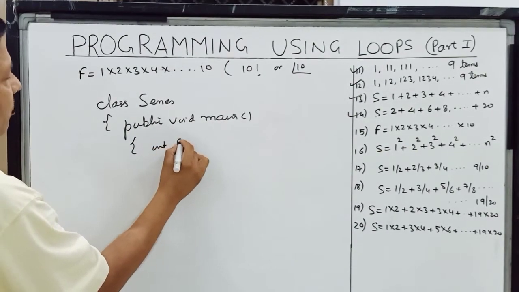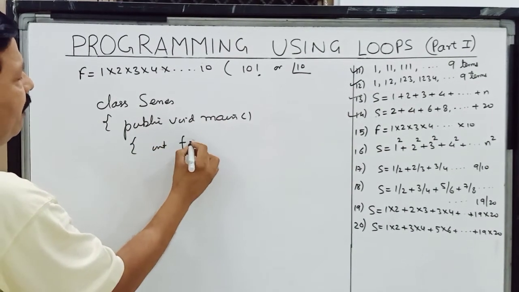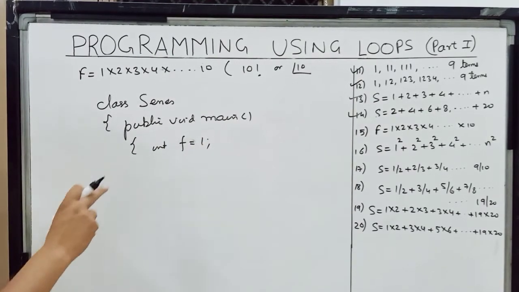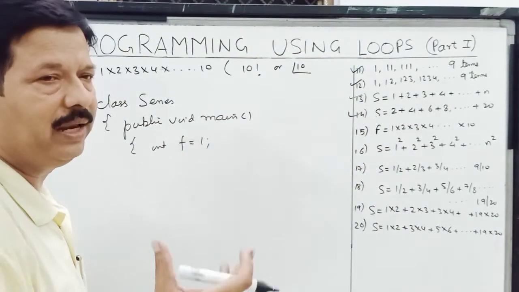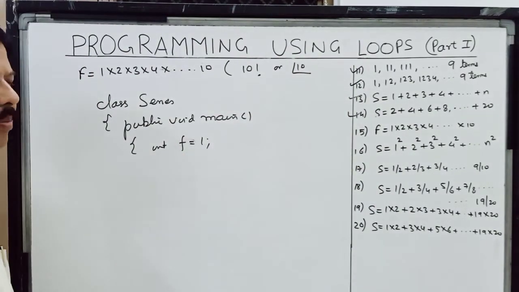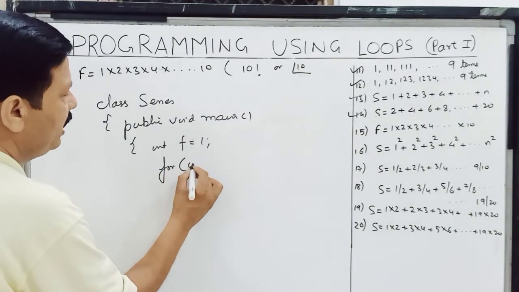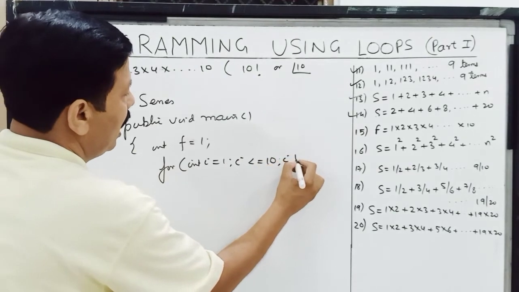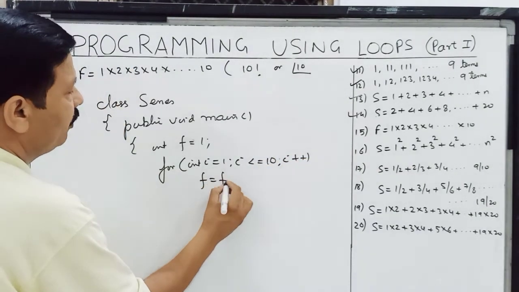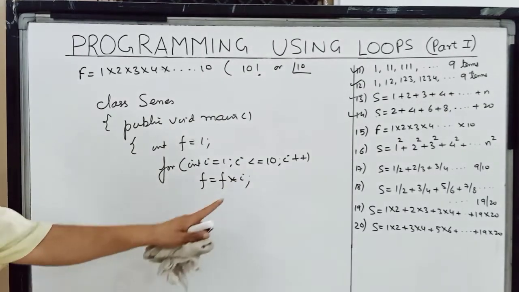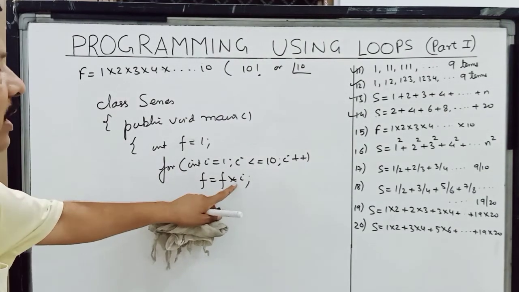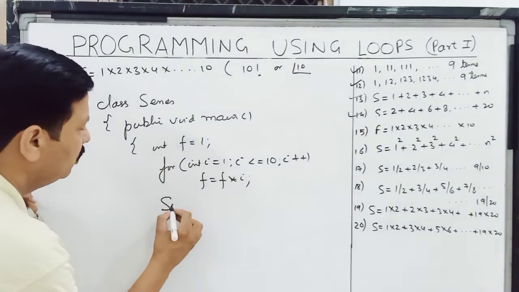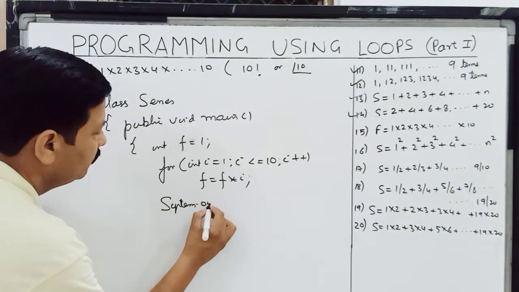Now children, for f, I am taking f as a variable here, and I am initializing it as 1, not as 0. Because if I take this value as 0 and I multiply any number by 0, the net result will be 0. Now I generate my numbers: for int I is equal to 1, I is less than or equal to 10, I plus plus, and here I say f is equal to f into I. So 1 will get multiplied, then 2 will get multiplied, 3 will get multiplied, and all these values will get stored in f. And now I print this value.